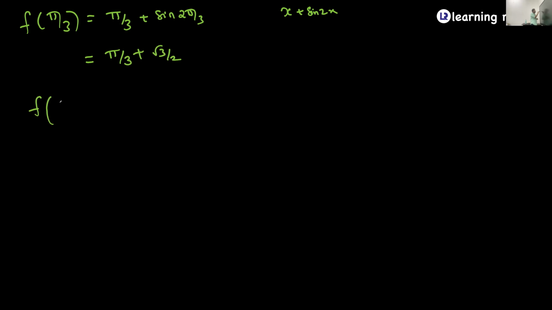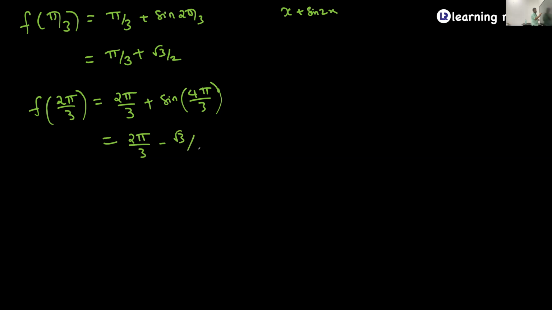Similarly, f of 2 pi by 3 is going to be how much? 2 pi by 3 plus sine of 4 pi by 3. Right? Sine of 4 pi by 3. How much will the answer be? It will be 2 pi by 3 minus root 3 by 2. Is that clear? So this is how it works. So this is the maximum value and this is going to be the minimum value.